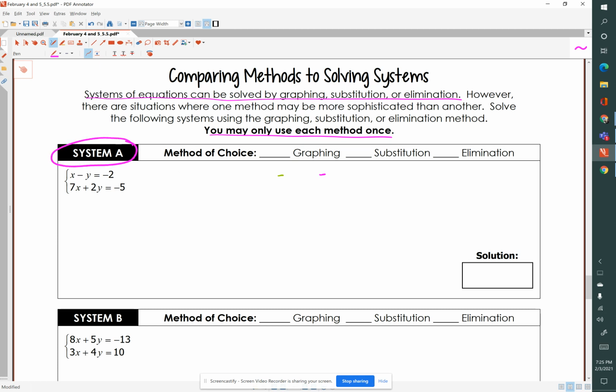Okay, so let's look at system A. I see x minus y equals 2, and I can easily rearrange that. If I just move y to the other side of the equal sign, I will have x equals y minus 2. Now I can easily substitute that y minus 2 for x in the second equation.